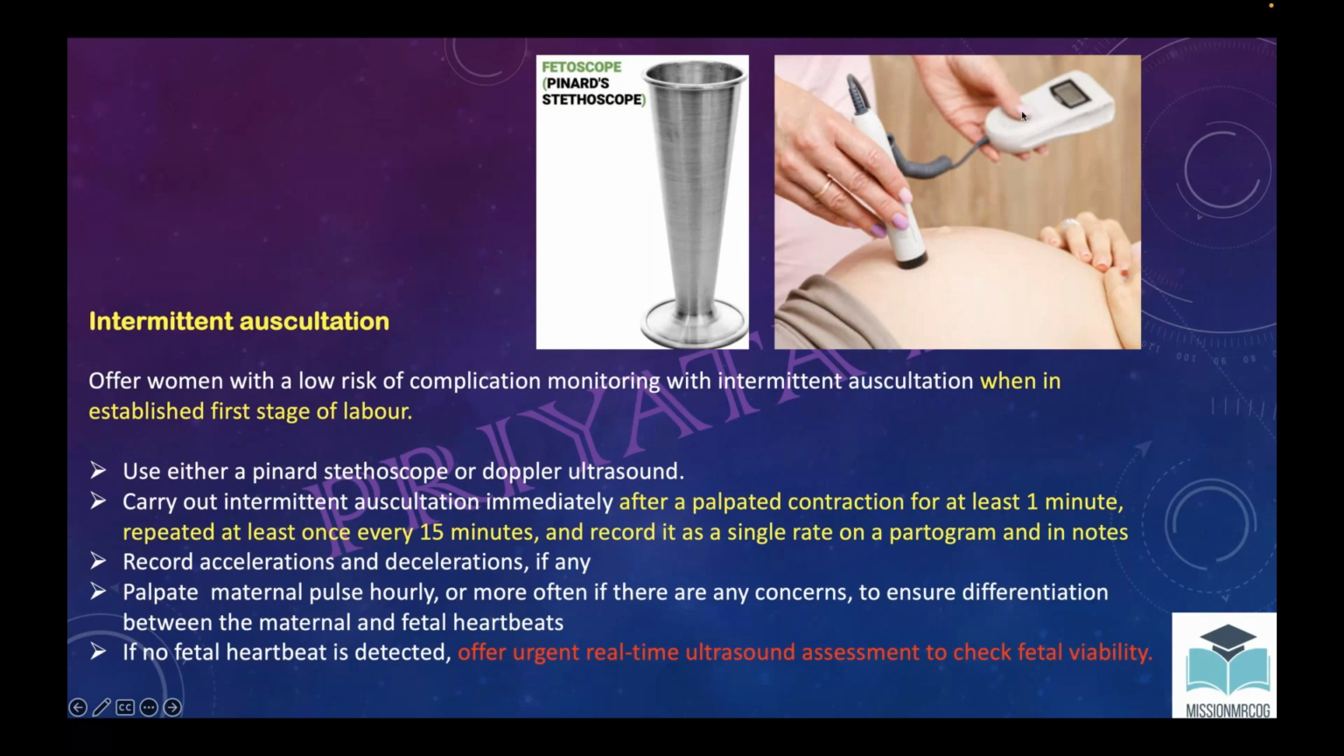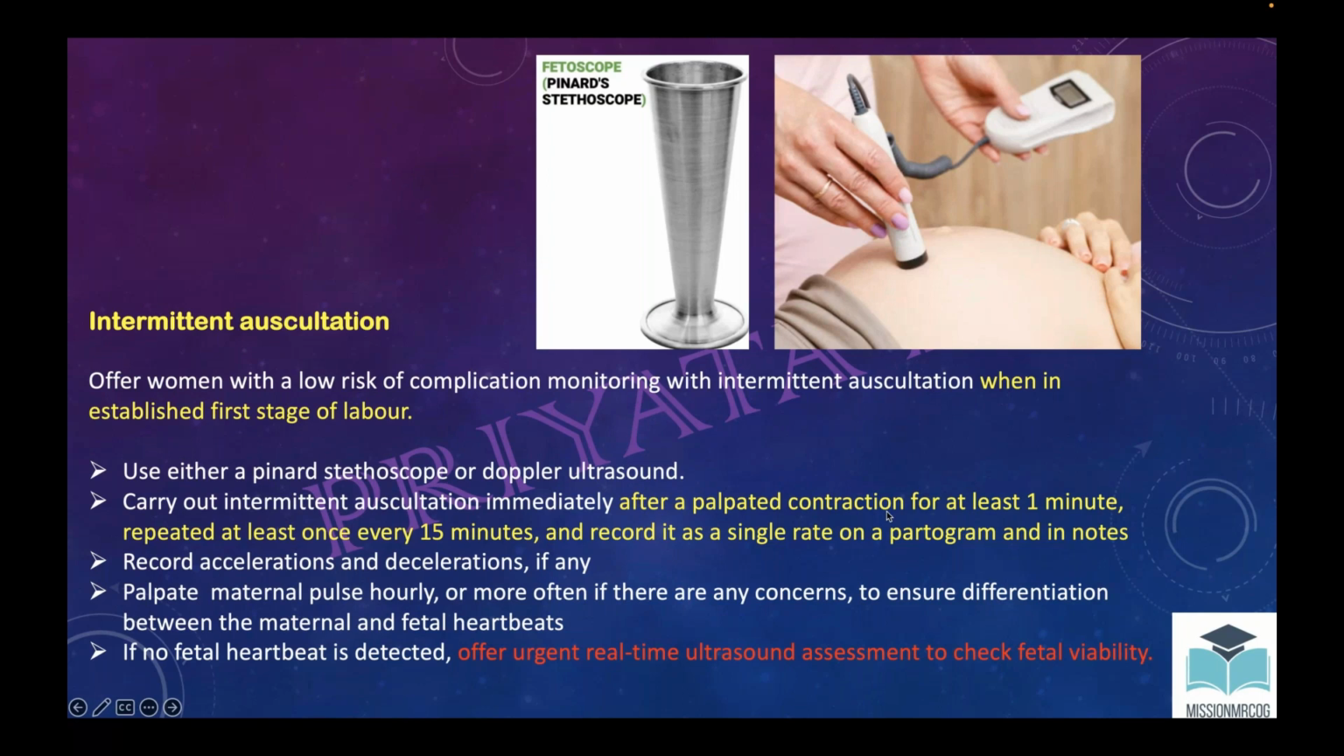So, intermittent auscultation is to be started when the woman is in established first stage of labor. And the guideline recommends either a Pinard can be used, so this is Pinard, or a Doppler ultrasound can be used. These are the modes of intermittent auscultation. And from this line a question comes in your exam.